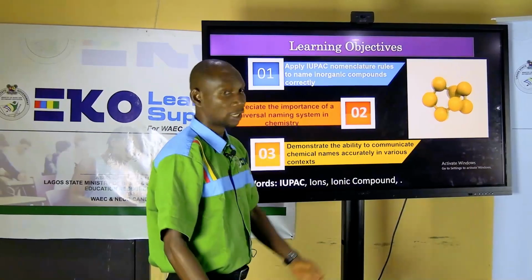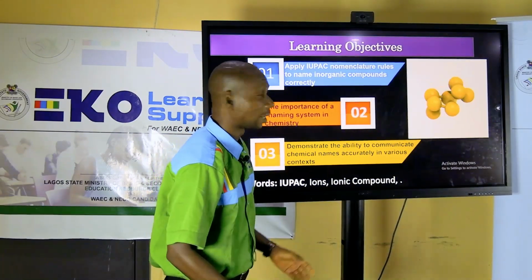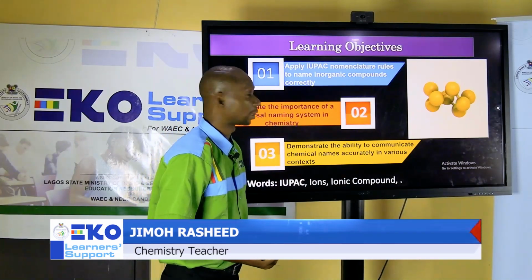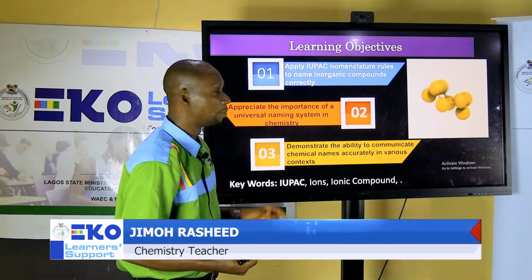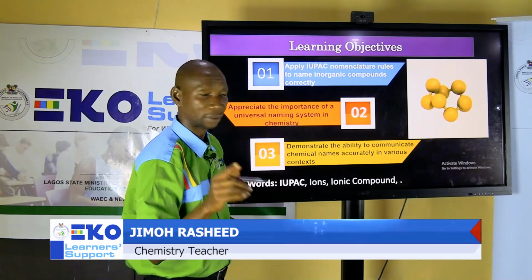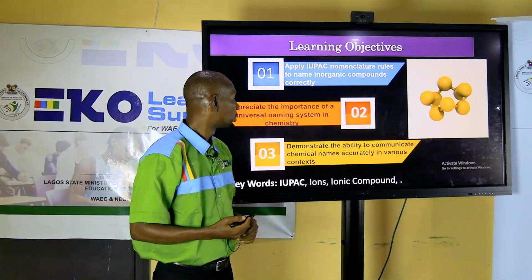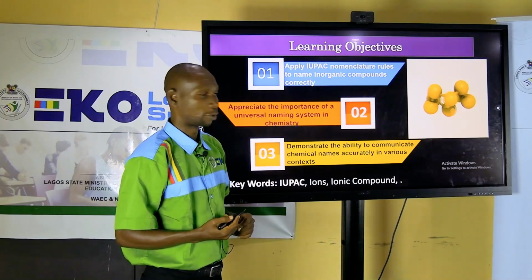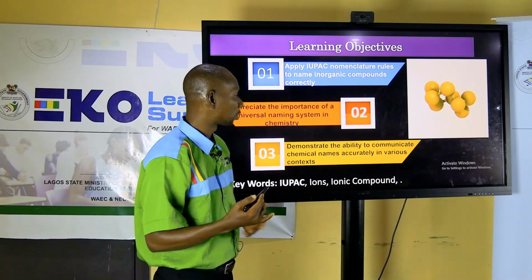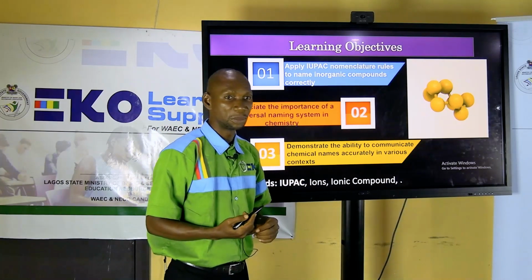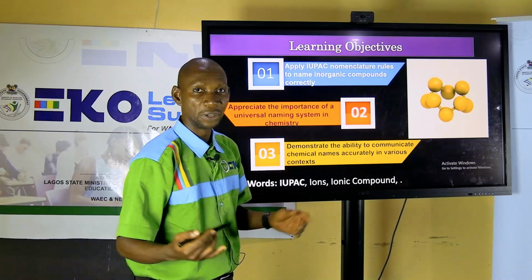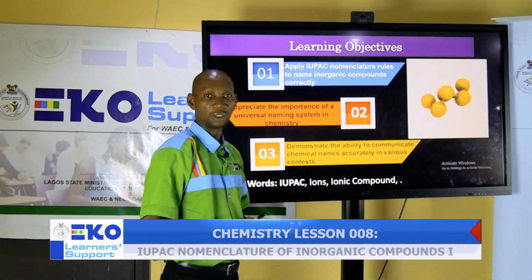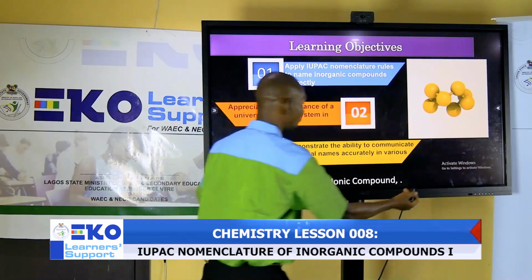The learning objectives that we have set is that at the end of this lesson, you should be able to, one, apply IUPAC nomenclature rules to name inorganic compounds correctly. Two, you should be able to appreciate the importance of a universal naming system in chemistry. Three, you should be able to demonstrate the ability to communicate chemical names accurately in various contexts. I believe that at the end of this lesson, you would have been able to achieve these set objectives.